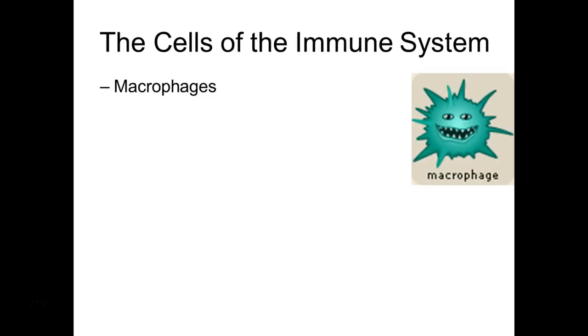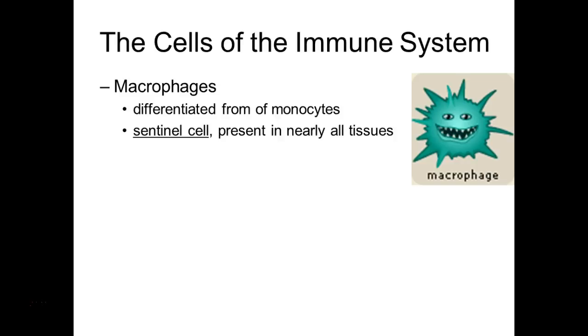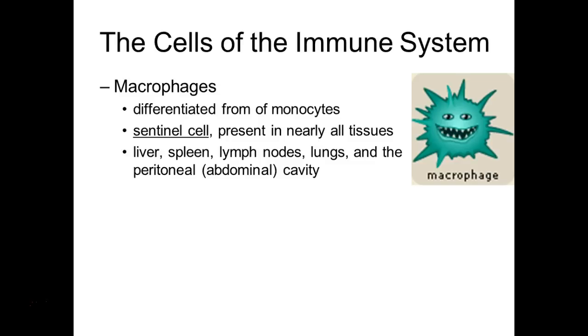Macrophages, these are your big, big eaters, right? They're going to gobble up lots and lots. They're derived from the monocytes in your blood. They're sentinel cells. They're always present in your tissues, always on guard, always on watch, ready to gobble up anybody who gets in. So they're scattered throughout the body. There are pretty high concentrations in your liver, in your spleen.